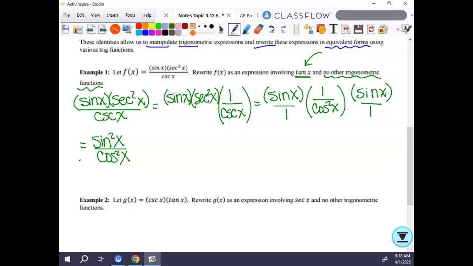Okay, I got sine over cosine. What is sine over cosine? Tangent. So I can make this into tangent squared x. And then I have it just in terms of tangent, and I'm good.